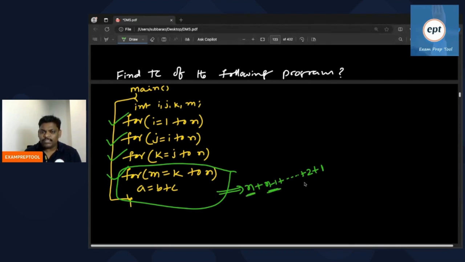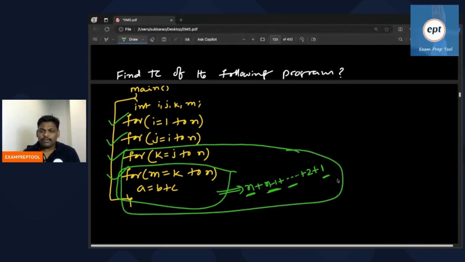Remember, k is equal to 1, this is; k is equal to 2, this is; k is equal to 3, this is; and so on, k is equal to n, this is. So at the end of the k loop and m loop, it is a sum of n natural numbers, n into n plus 1 by 2, which becomes n square plus n by 2. The bigger term is n square.